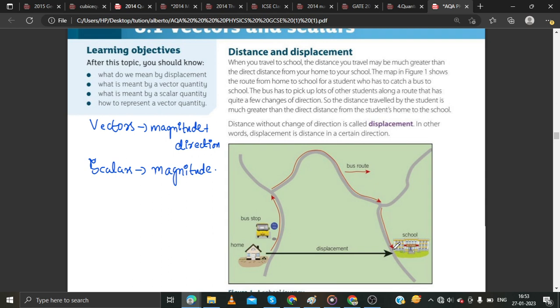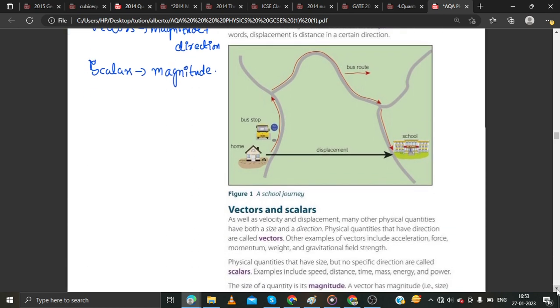So look at the figure. Which one is shorter, this curved path or this straight line? Here we can see that the straight line is the shortest path. So the distance without change of direction is known as displacement. Or in other words, I can call displacement a distance in one certain direction, which means I can categorize distance and displacement according to the concept of vectors and scalars.